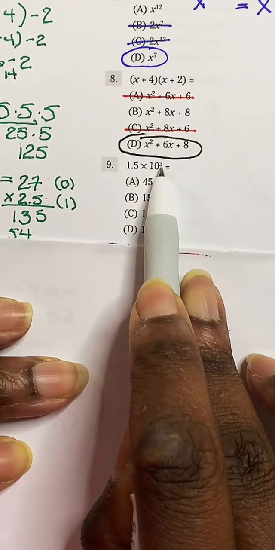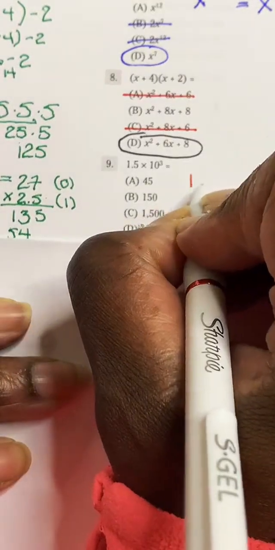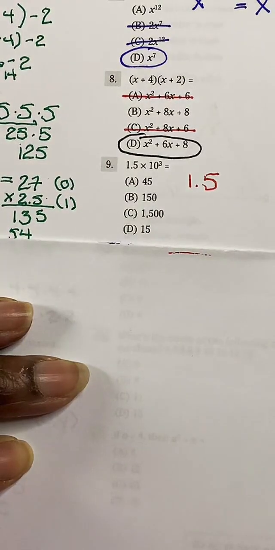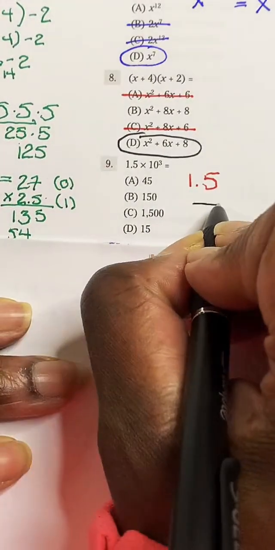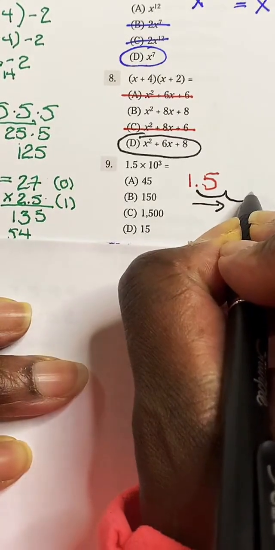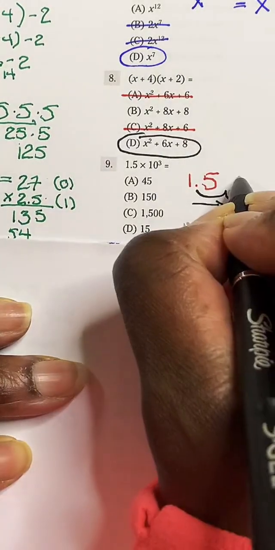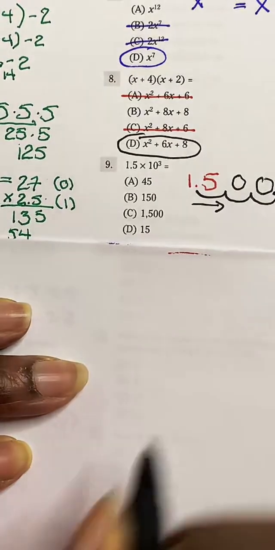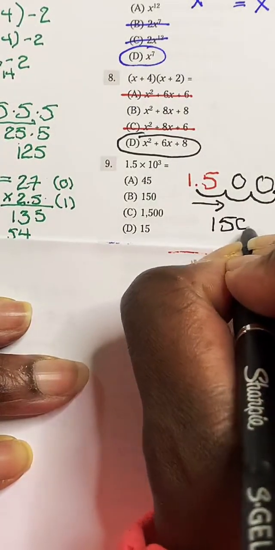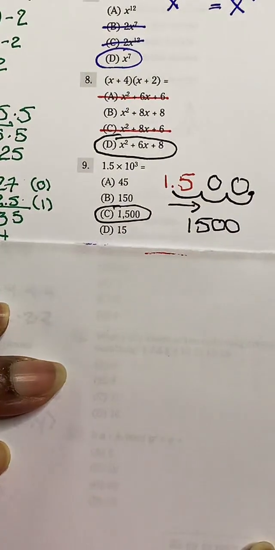The 3 is telling me how many times I'm moving the decimal place. So if I start here at 1.5, I'm going to the right and I'm moving it over 1, 2, 3 places. So how many zeros am I putting in? 1, 2. So that means I'm looking at 1,500, which my answer is C.